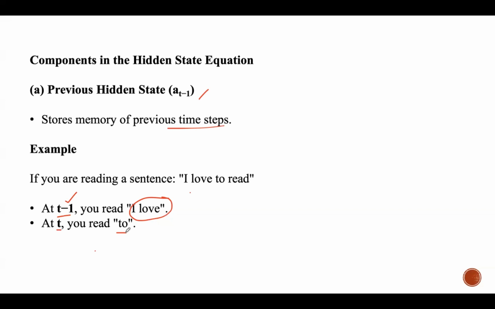So why is A_t minus 1 important? Because it captures temporal dependencies. As the hidden state stores information about the earlier time steps, it helps the model learn sequences. So what will be the next word in the sentence? It can predict that. And it also enables context understanding.